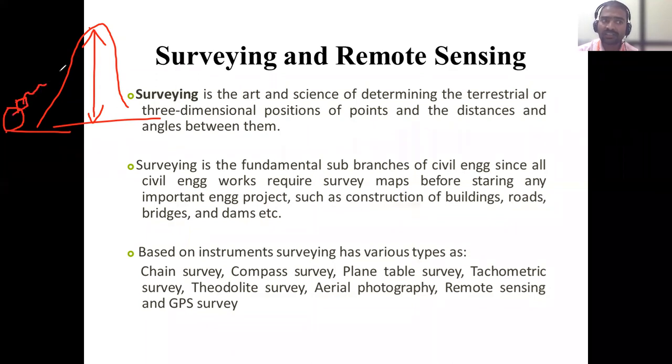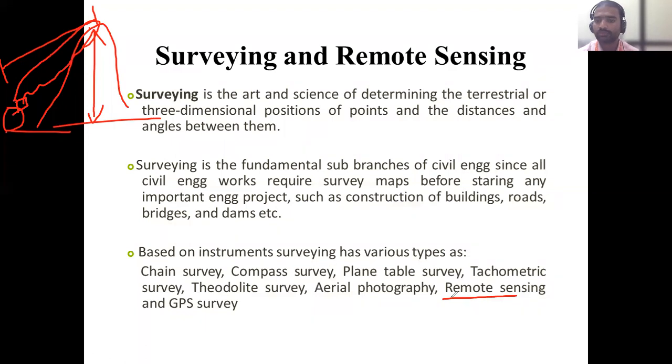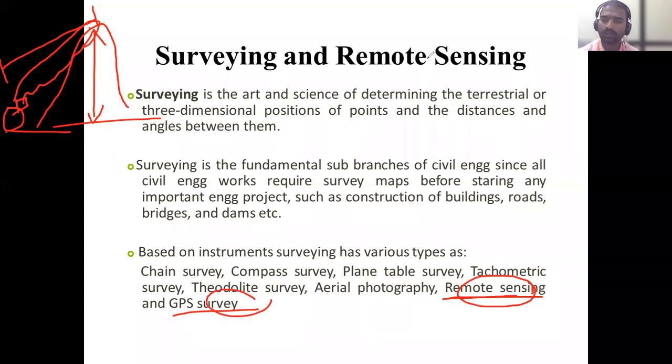The signal will go to the top, and again that signal will come back here. So that will measure directly how much distance it is from here to there. That is called remote sensing. Without touching the actual point physically, we are getting the information about that point. How? With the help of remote sensing and GPS survey. There is a whole topic on GPS and remote sensing, where you will study in detail.